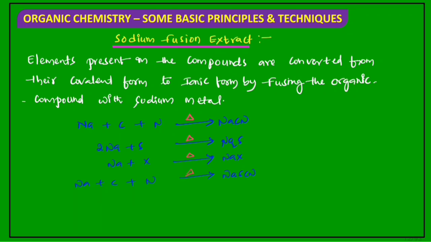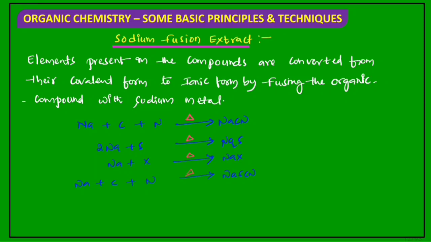Sodium with carbon and nitrogen forms sodium cyanide. Sodium with sulfur forms sodium sulfide. Sodium with halogen forms sodium halide. If the halogen is chlorine, it forms sodium chloride; if bromine, sodium bromide; if iodine, sodium iodide. Sodium with carbon, nitrogen and sulfur forms sodium thiocyanate.